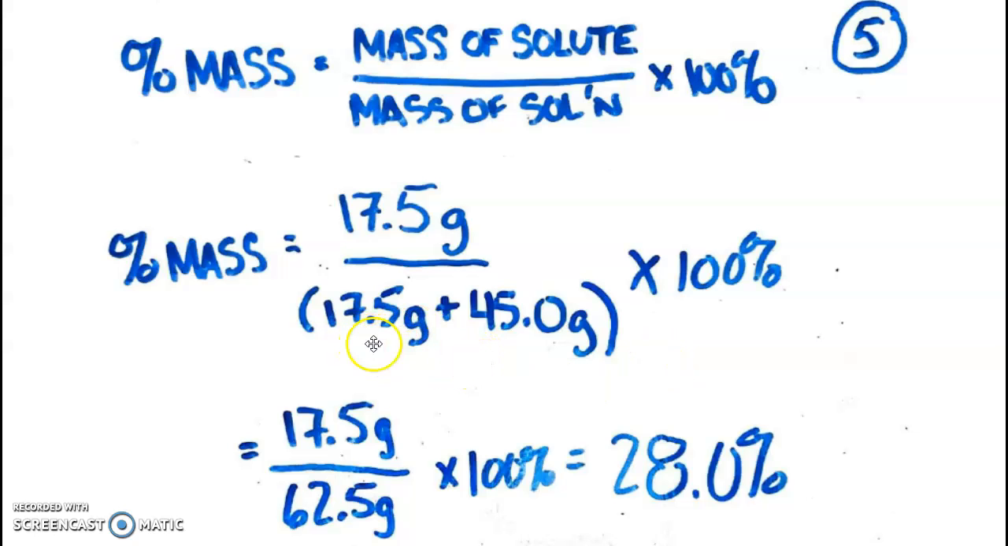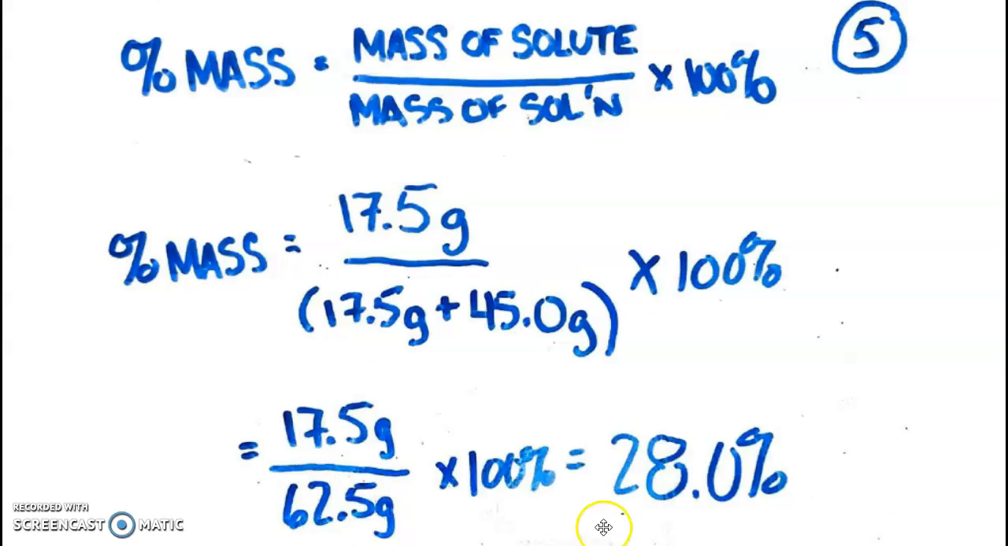17.5 plus 45.0 is 62.5 grams. That's the total mass of solution. So we have 17.5 grams of solute divided by 62.5 grams of solution times 100%. This works out to be 28.0% potassium nitrate by mass. Again, a pretty straightforward percentage problem.